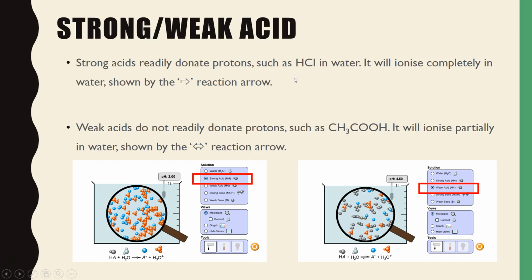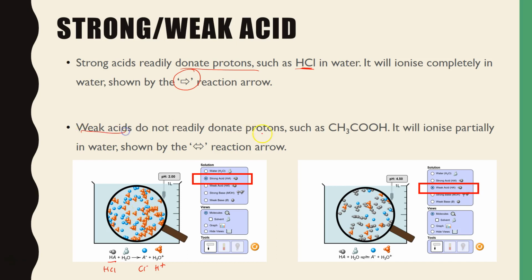So here are some more diagrams demonstrating strong and weak acids. We can see, and we already know, strong acids readily donate protons, like hydrochloric acid in water. So for example, here is a picture of hydrochloric acid. It is demonstrated by the forward reaction arrow in a chemical equation. So we can see, here's the acid, hydrochloric acid, it's added to water, and it will form its conjugate base, which is chloride, and the H plus protons, or hydronium ions. We see that the major species involved here, the major things that are in solution, are the hydronium ions, or hydrogen protons, and the conjugate base, the chloride ions.